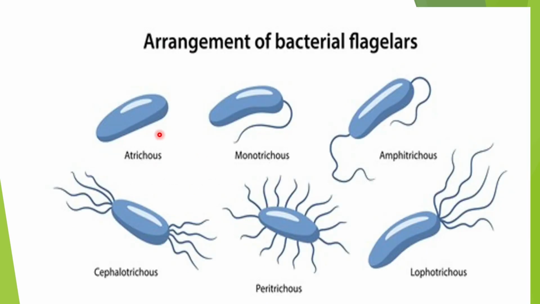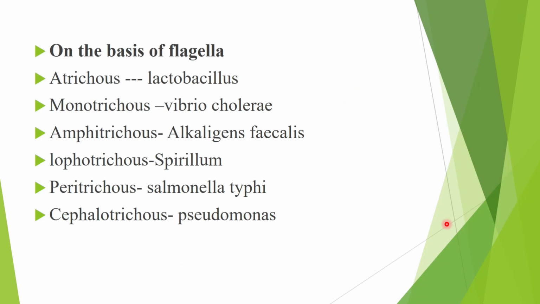So atrichous means absence of flagella, monotrichous a single flagellum at one end, amphitrichous one flagellum at each end, cephalotrichous several flagella on both ends, peritrichous flagella all over the body, and lophotrichous a tuft of flagella at only one end. Examples are Lactobacillus for atrichous, Vibrio cholerae for monotrichous, Alcaligenes faecalis for amphitrichous, Spirillum for lophotrichous, Salmonella typhi for peritrichous, and Pseudomonas for cephalotrichous.